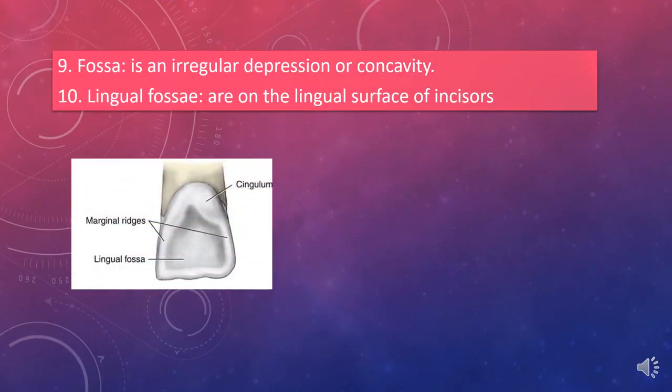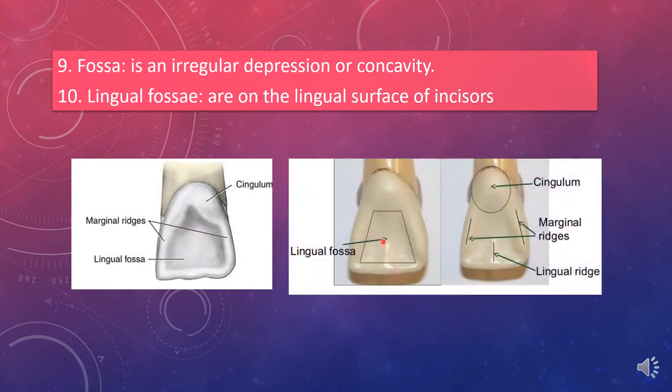Fossa is an irregular depression or concavity. The fossa we will see on the surface of the tooth is a depression or concavity, and it is named according to the surface it belongs to. For example, lingual fossa is on the lingual surface of the incisor. We explained earlier that here is the marginal ridge, and here too the marginal ridge, here the incisal ridge, and here the cingulum. In the middle there is a depression or concavity called the lingual fossa. Here it is clear too: marginal ridge, marginal ridge, incisal ridge, cingulum, and in the middle the lingual fossa.